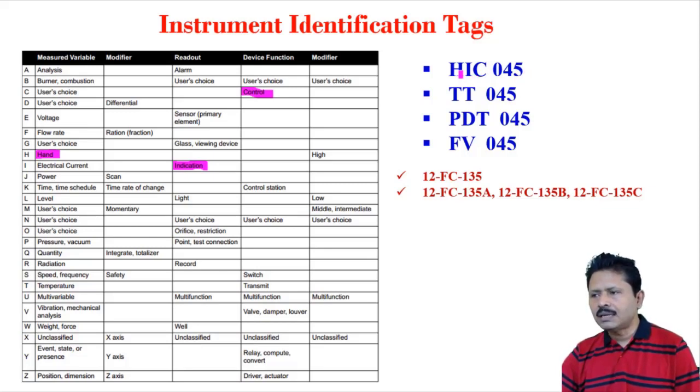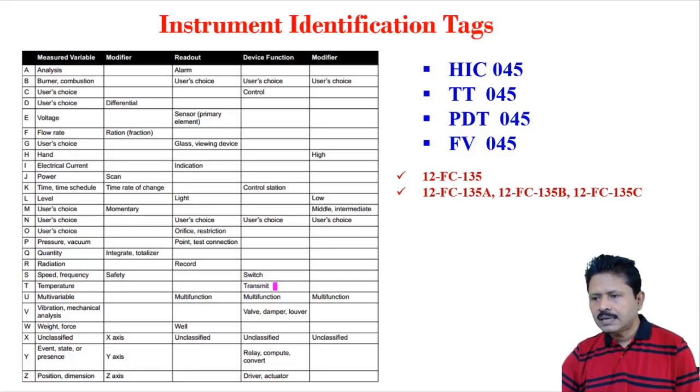Next say T and T. First place is T. T is temperature, and when it is used in another place, here the corresponding T, if we look, is in fourth place.